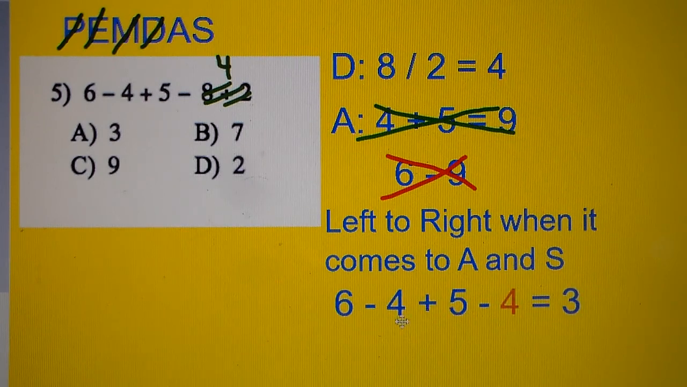So we have 6 minus 4 plus 5 minus 4 equals 3. So 6 minus 4 is 2. 2 plus 5 is 7. 7 minus 4 is 3. That's how I got that 3.